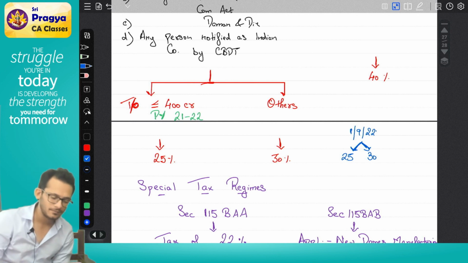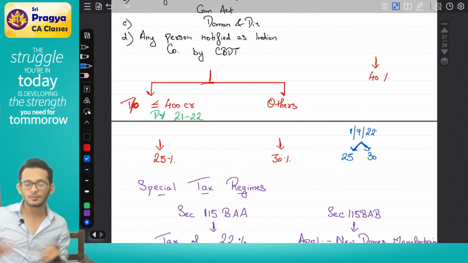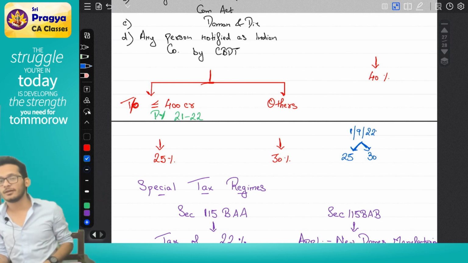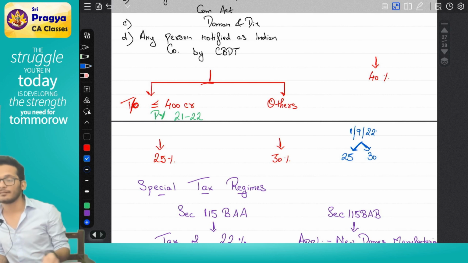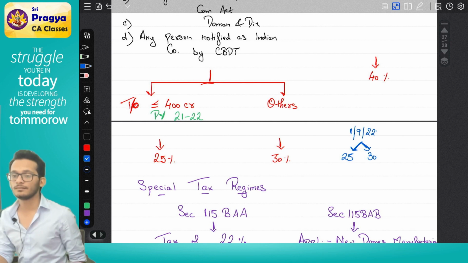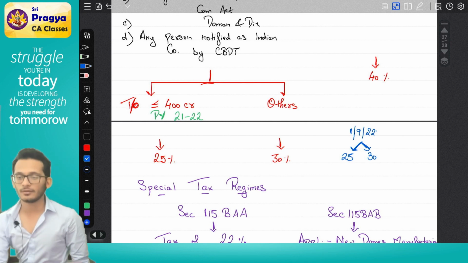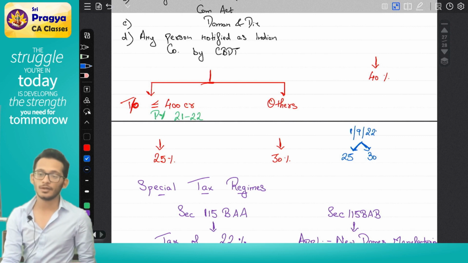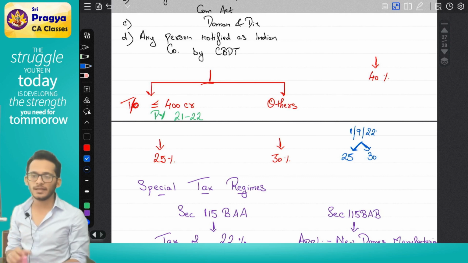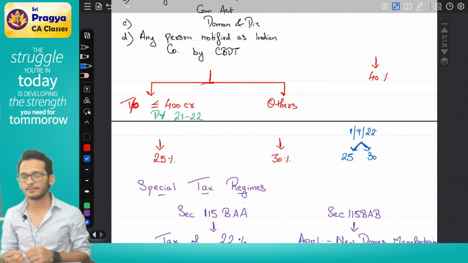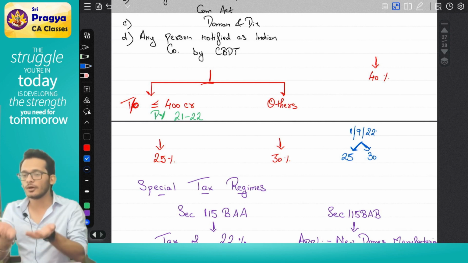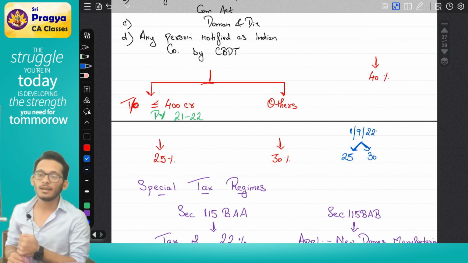I'll ask you a question. Why do you think they have given this provision? Why have they told you that if your turnover is less than 400 crores, I want 25%? If your turnover is less than 400 crores, are you a big company or a small company? You're a small company compared to the others. If you're a small company, will you have more finances in your hand or less? You'll have less, which means if I collect less taxes from you, I'm giving you more money to grow.